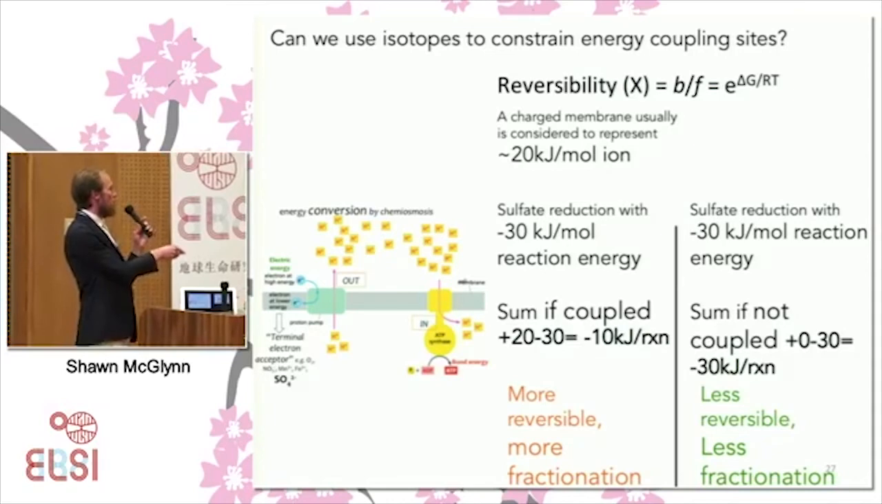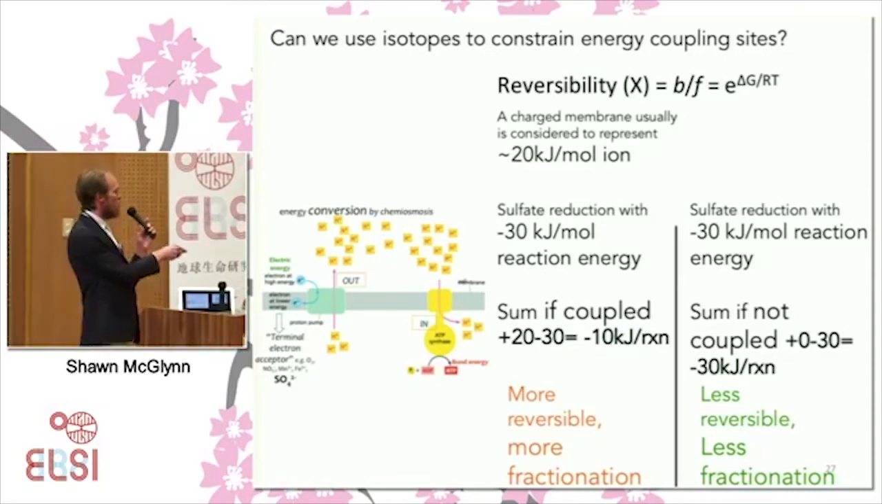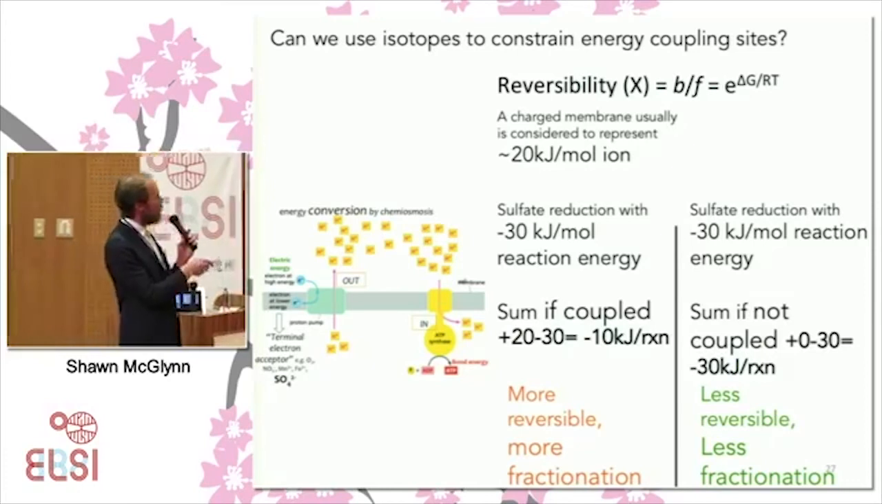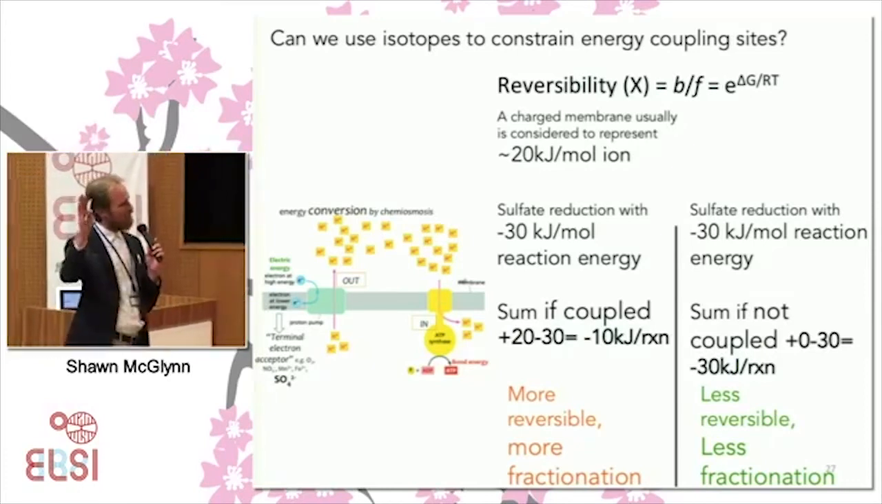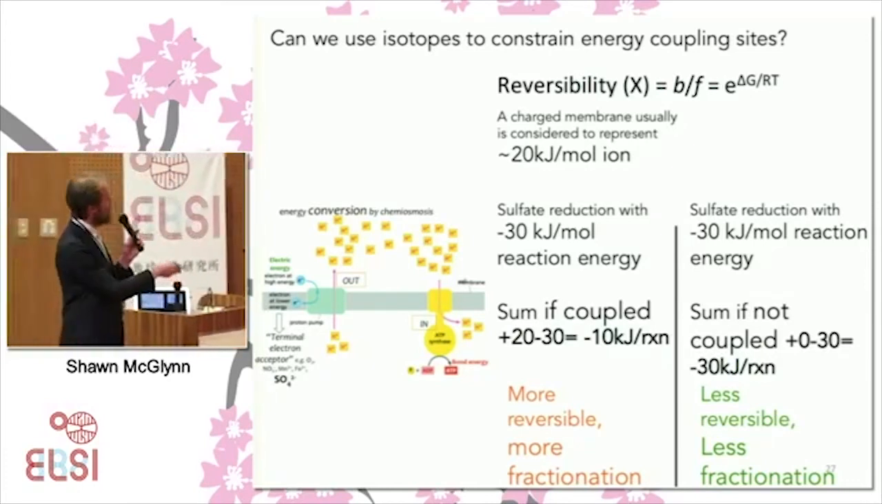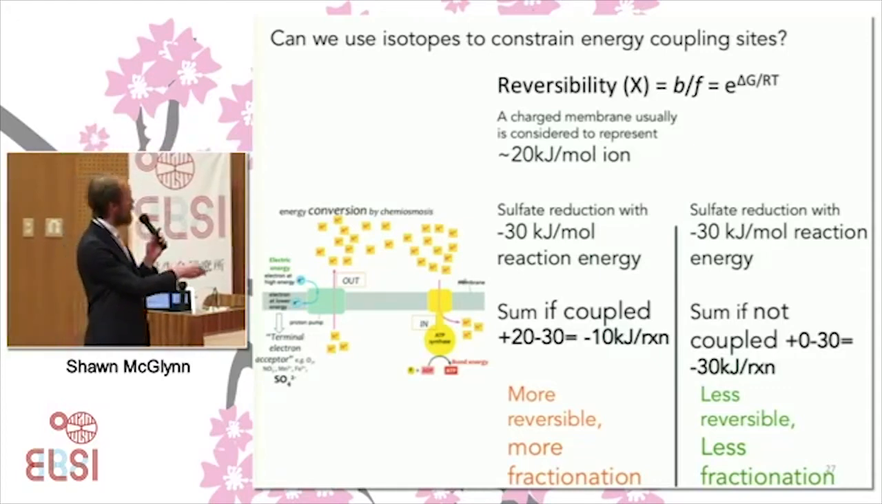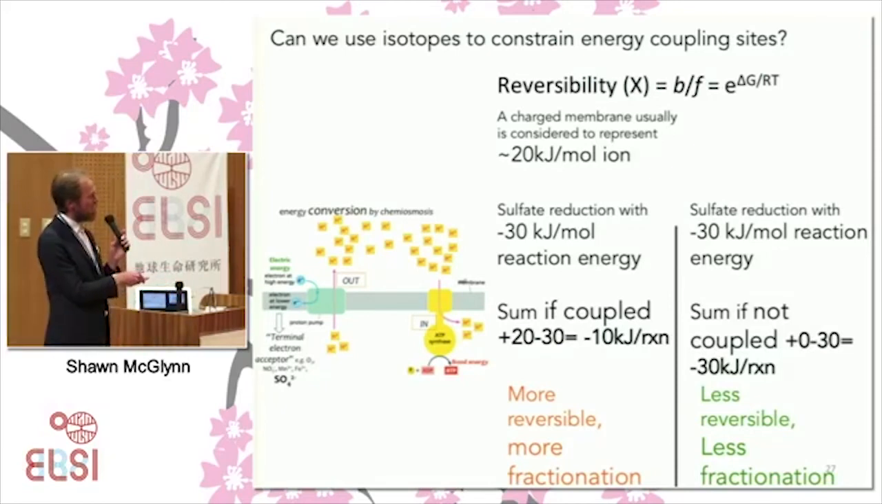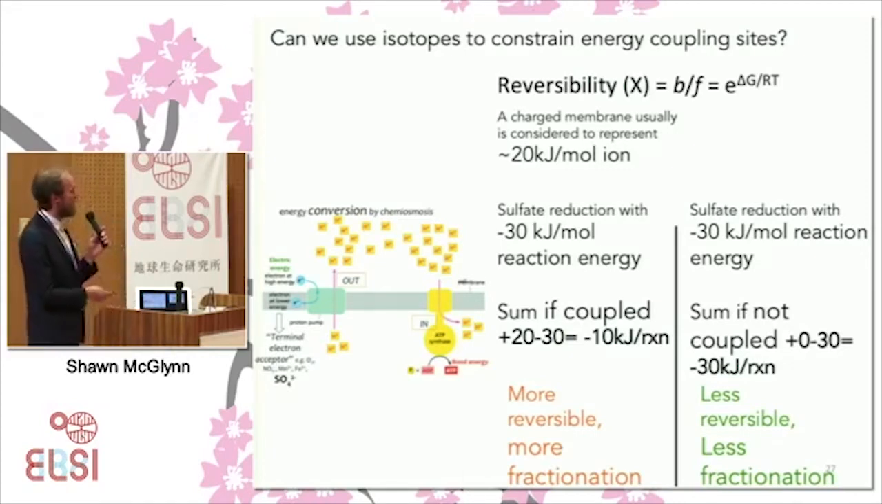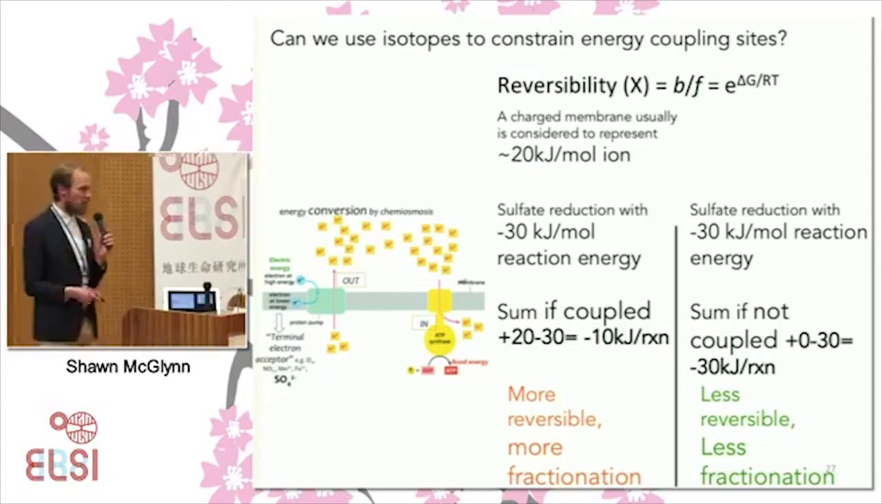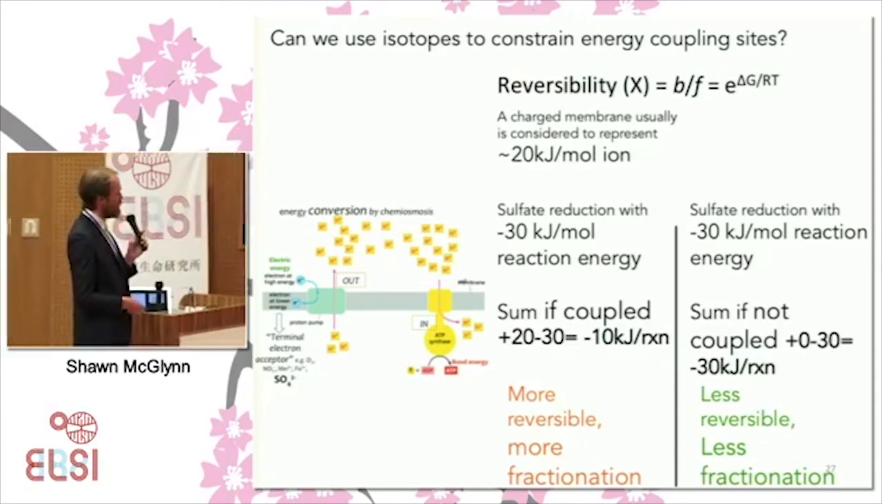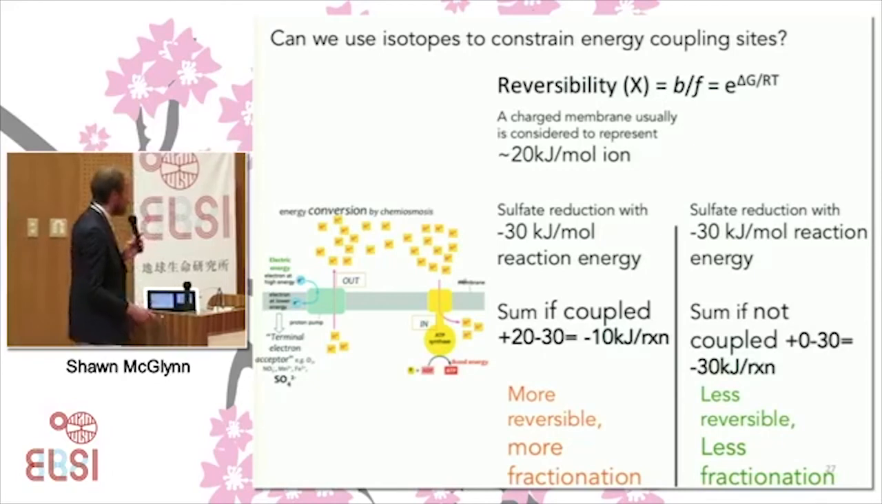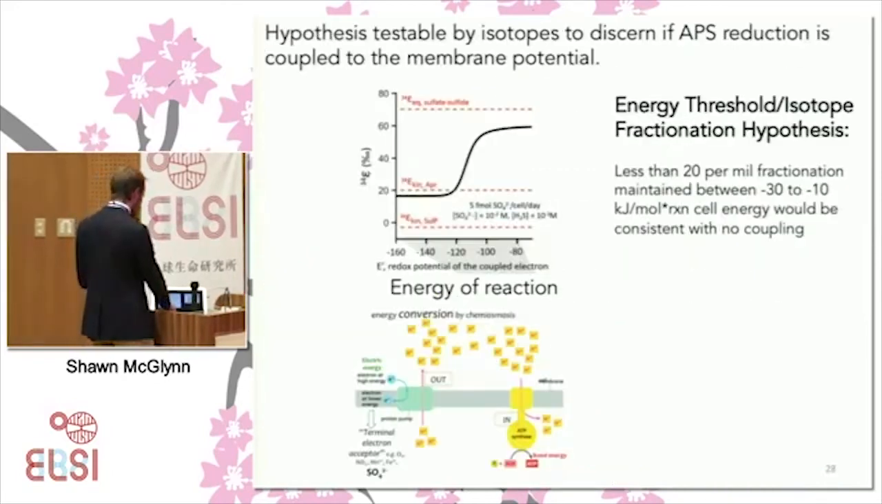This would mean more reversible and more fractionation if it was coupled. But if you took those same cells and they weren't coupled, they weren't pushing against the ion potential, they weren't using this to directly conserve energy, you would get 0 minus 30, so minus 30 kilojoules per reaction. And from a sulfur isotope perspective, what this would mean would be a condition where it's less reversible and less fractionation. So this is a testable hypothesis that we might be able to use isotope fractionation from whole cell environments to find something out about their biophysical energy transduction system.